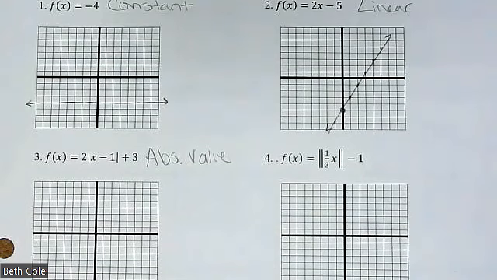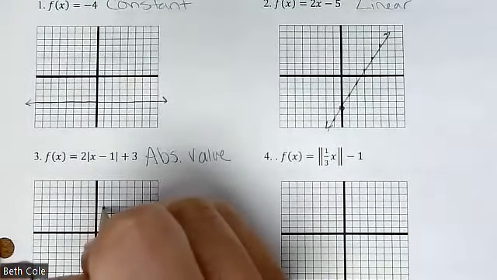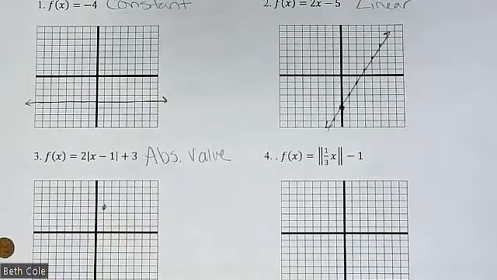Let's review the transformations. Up, down, left, right, stretches, shrinks, all of that. What did this one do? Up 3, good. Right 1, because it's kind of backwards. So from the center, you're going to go up 3, right 1. That's the center of the V shape.